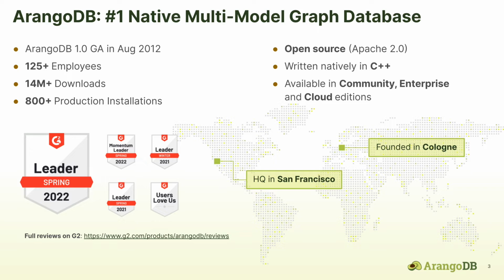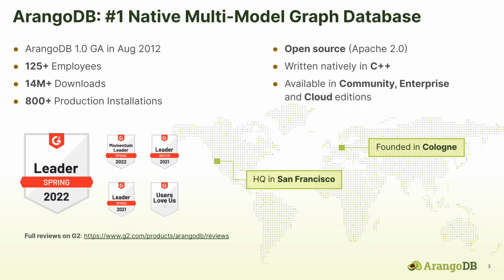ArangoDB was first developed and released in August of 2012. ArangoDB is the first native multi-model graph database technology, developed from the ground up in C++. As a multi-model database, we are the most performant and scalable database technology, natively supporting document, key value pairs, and graph database architecture. We're headquartered in both San Francisco, California, USA, and Cologne, Germany, with a fantastic international presence. And as of today, we have over 125 employees.